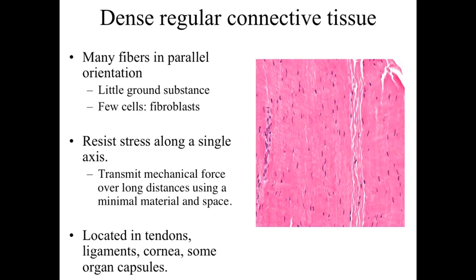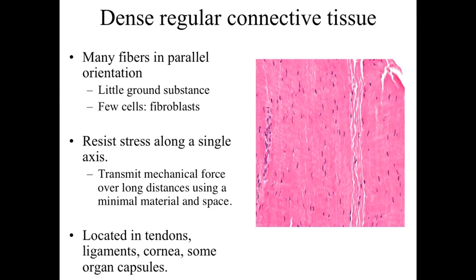Now, the next one we're going to look at, the next type of connective tissue proper, is going to be the dense regular connective tissue. So again, it's a dense connective tissue. We've got fewer cells, less ground substance, but we're going to have lots and lots of fibers, and these fibers are going to be packed in.